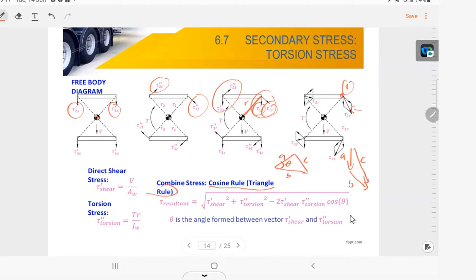So we need to use these rules, cosine rule, or triangle rules. Okay, this is the theta. So you have to look back to your mathematics rules. So basically, this is just to combine two types of forces, primary and the secondary.